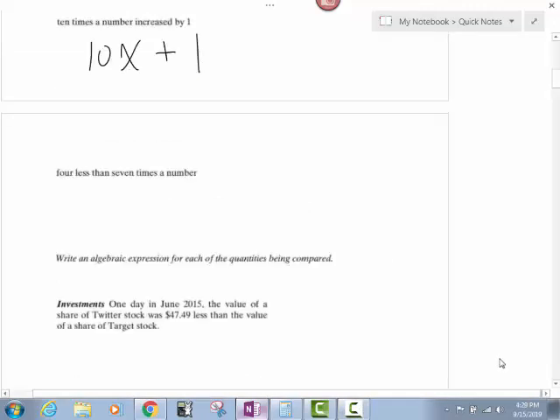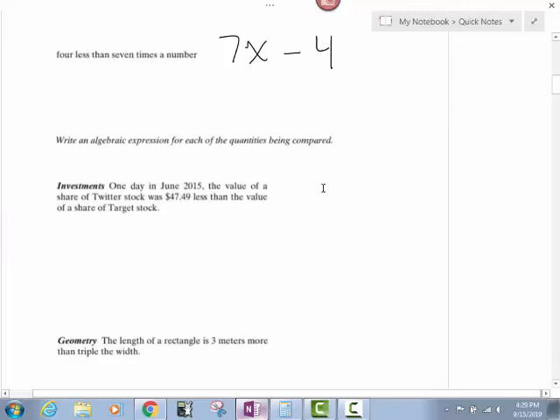4 less than 7 times a number. So I'm going to write 7 times a number, and we're going to subtract 4 from that, because it's less than that. The next part says, write an algebraic expression for each of the quantities being compared.